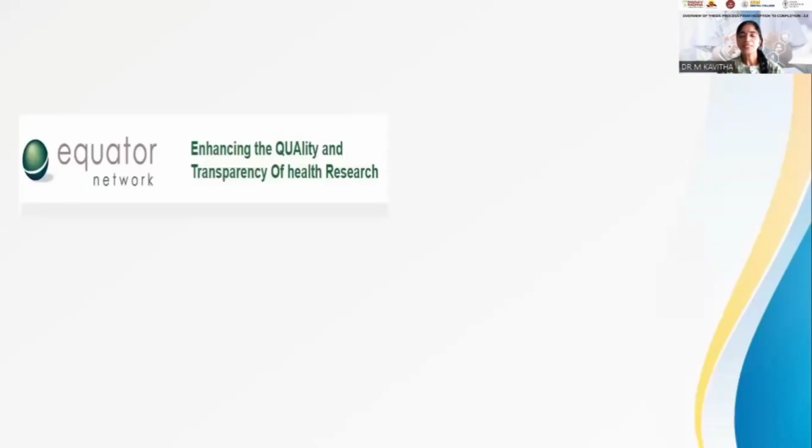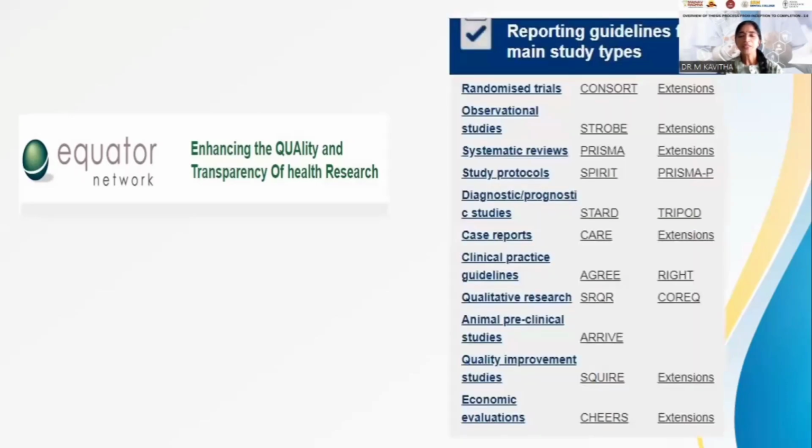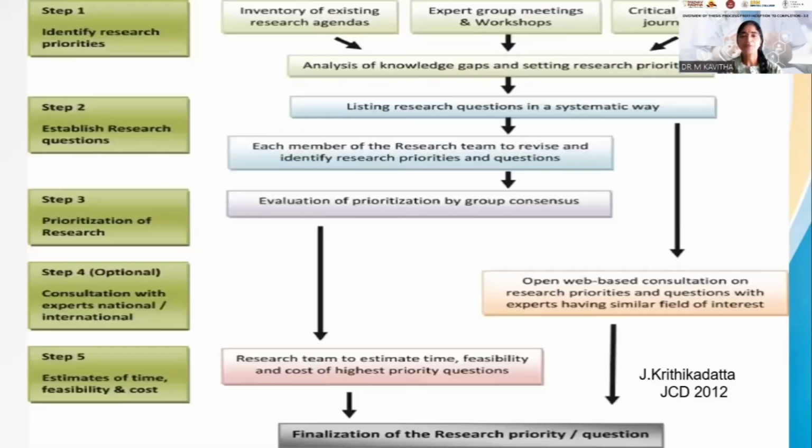The Equator Network is an international initiative that aims to improve the quality of research publications. It provides a comprehensive list of reporting guidelines and other materials to help improve reporting. To help with reporting your research, there are reporting guidelines given in this table. These contain a checklist of minimum points that you should cover when you are writing your manuscript. This flowchart shows how to finalize your research question and select an appropriate study design.